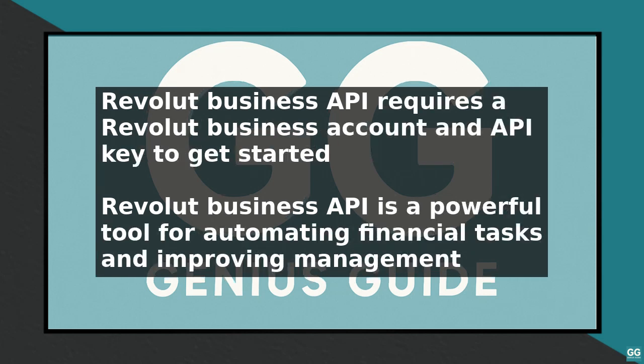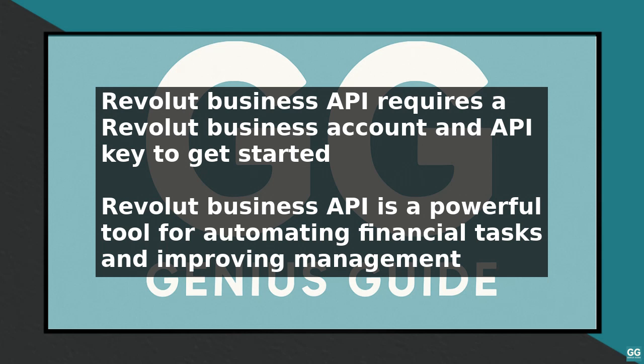To get started with Revolut Business API, you need to sign up for a Revolut Business account and obtain an API key. Once you have the API key, you can use it to access the Revolut Business API and start building your applications.